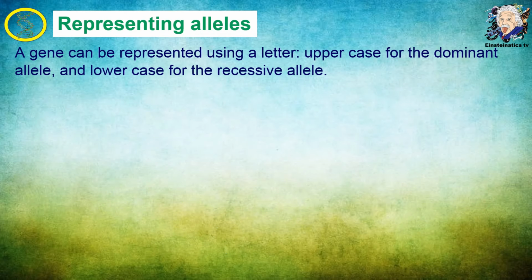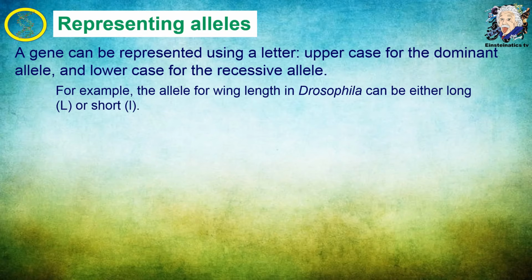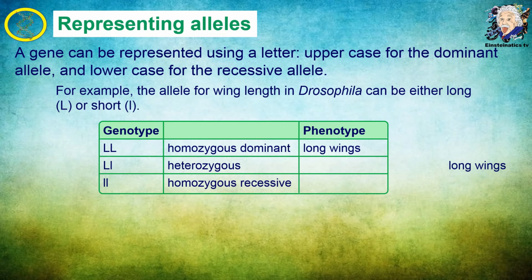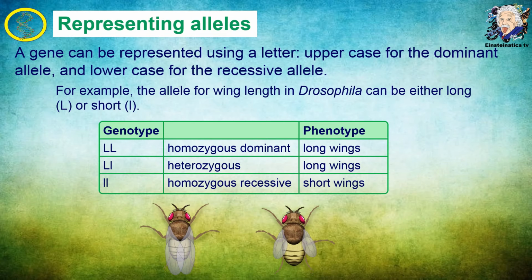So here is an example kung paano i-represent yung alleles. Pag ang isang allele ay dominant, it is written in capital. Pag ang isang allele naman ay recessive, it is written in small caps. Here is an example. Yung Drosophila or yung langaw, meron siyang pakpak na either long or short. Pag parehong dominant yung kanyang allele, so it is written in all caps. It is known as homozygous dominant. Of course, yung kanyang phenotype or yung kakalabasan ng organism is it has long wings.